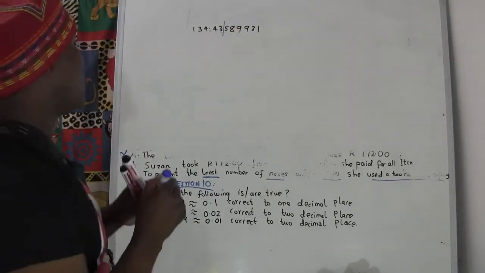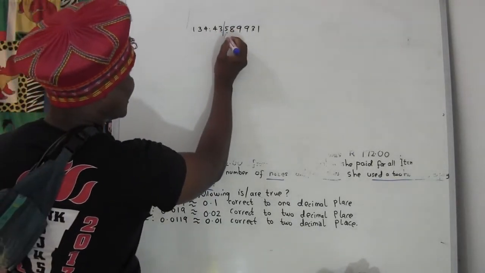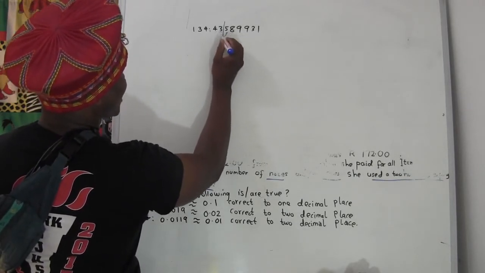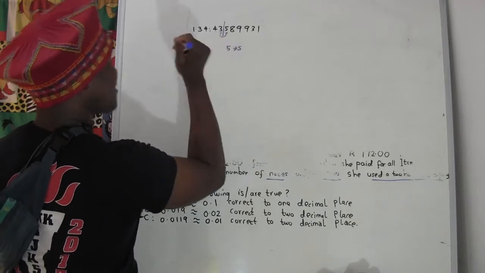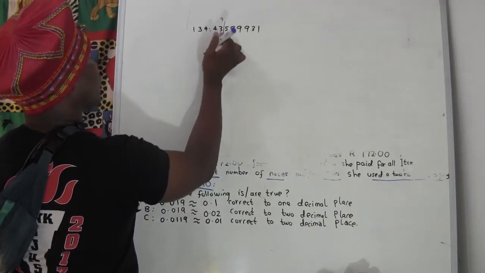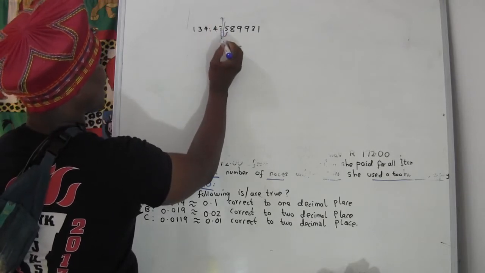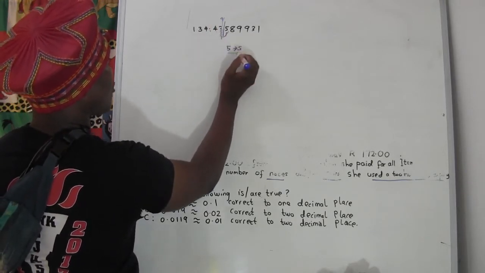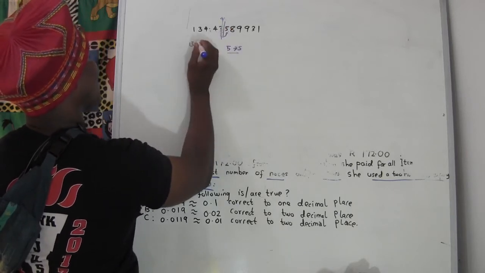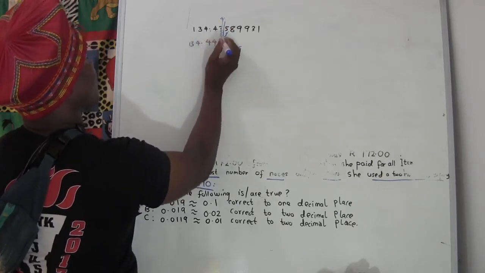So when you stop there, look at the next number. If this next number is either 5 or more than 5, it changes the previous number. Is it 5 or more than 5? Yes. So this is going to change. You're going to add 1 here. It's going to become 4. So for 2 decimal places, you come to the second decimal place and look at the next number. If it's 5 or more than 5, it's going to change. You add 1 here. It's going to be 134.44. You know what I'm saying?